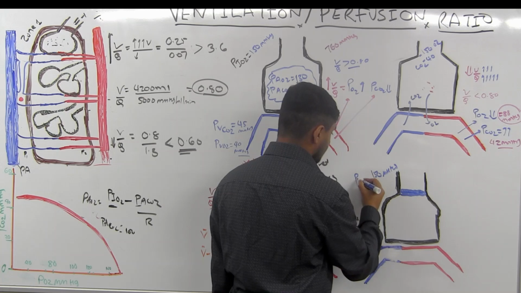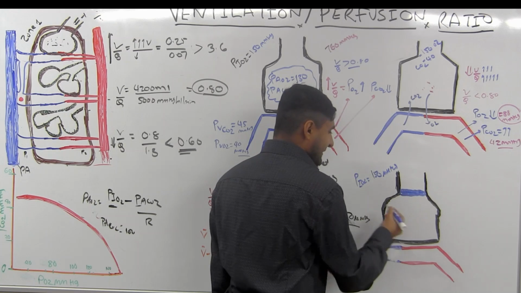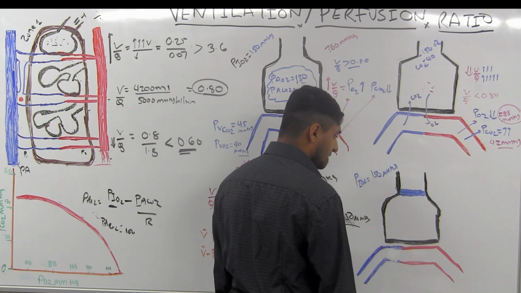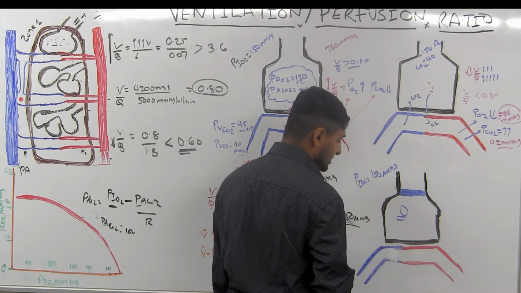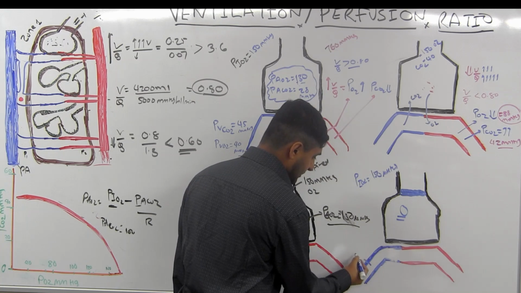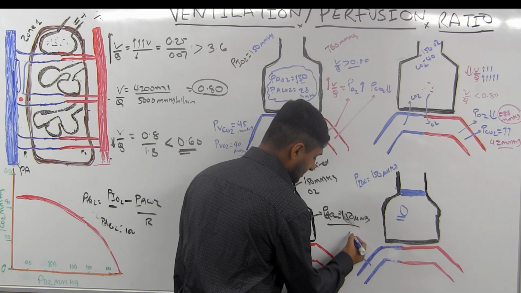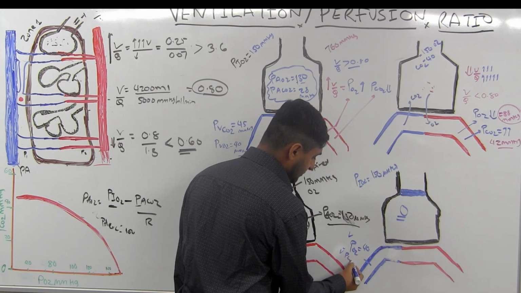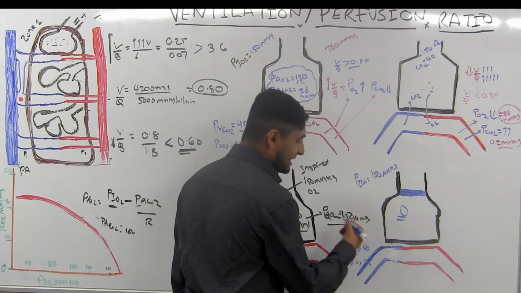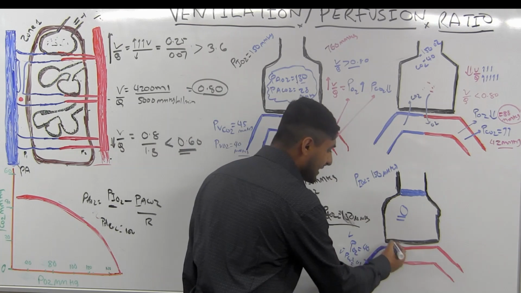This is my inspired O2. If this guy is not coming here, then what's going to happen is I'm going to have a 0 ventilation right here. And then what is going to happen here? My oxygen level on the venous side is 40, and my venous carbon dioxide level is 45. Is that going to have gas exchange? No gas exchange occurring, right?